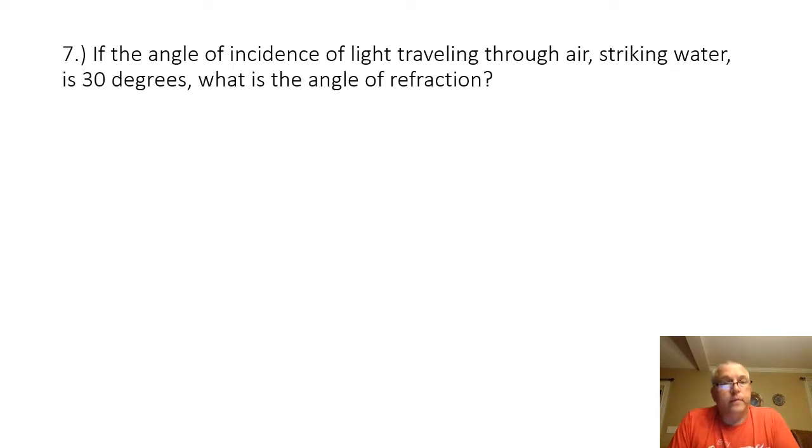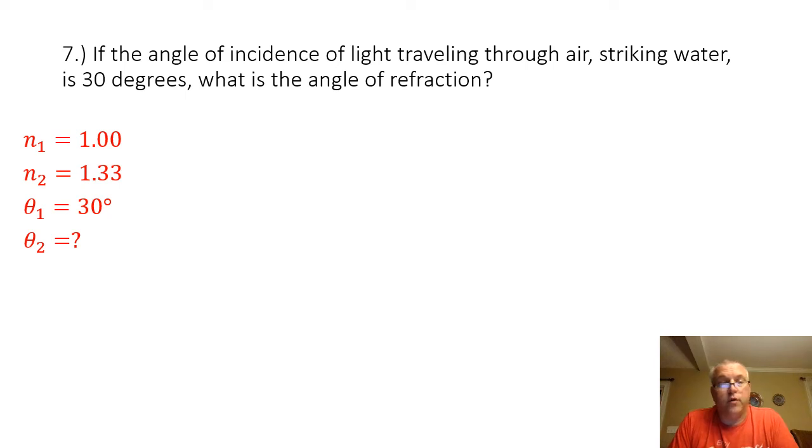Problem 7. If the angle of incidence of a light traveling through air striking water is 30 degrees, what is the angle of refraction? So we have air striking water. So our incident medium is the air, and the index of refraction for air is 1.00. My refractive medium, water, has an index of refraction of 1.33. My angle of incidence, theta 1, is 30 degrees, and my angle of refraction, theta 2, is what we are trying to solve for.